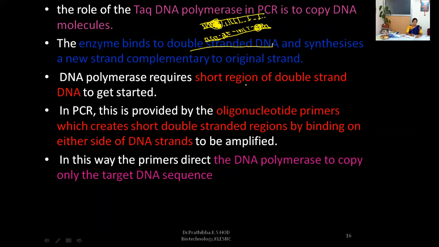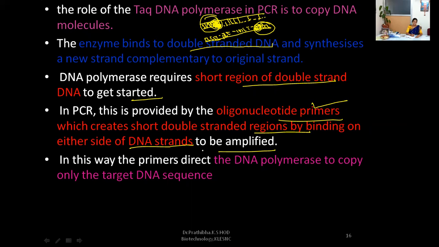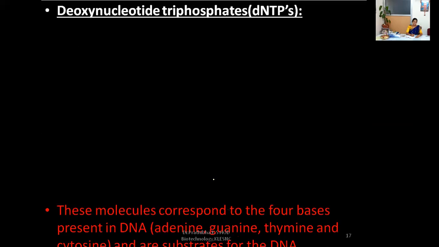DNA polymerase requires a short region of double-stranded DNA to get started in the beginning. If they don't have this short region of DNA along with the primer, they cannot initiate. They need a compulsory double-stranded initiation region. In PCR, this is provided by oligonucleotide primers, which create short double-stranded regions by binding on either side of the DNA strands to be amplified. In this way, the primers direct the DNA polymerase to copy only the target sequence. So that is about the Taq DNA polymerase.